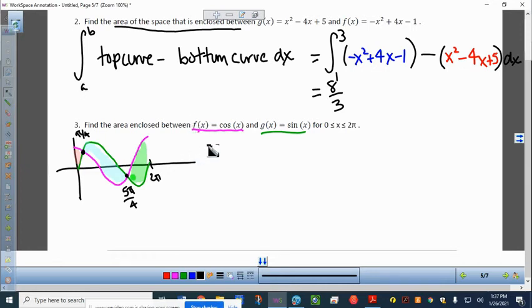And so if you look carefully, let's look at this red piece first here. So my first piece would go from 0 to pi over 4. And my top curve would be cosine. My bottom curve would be sine.